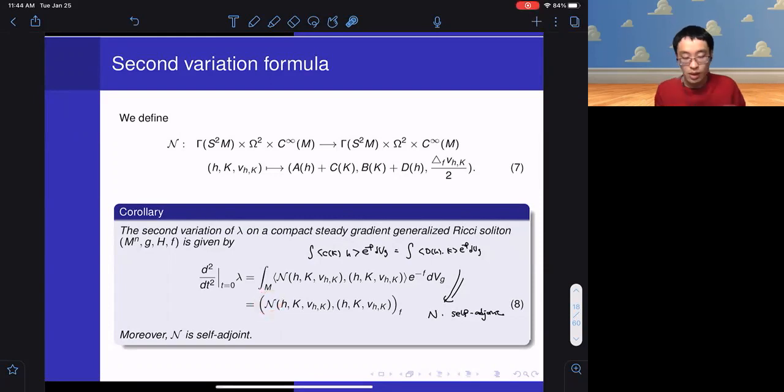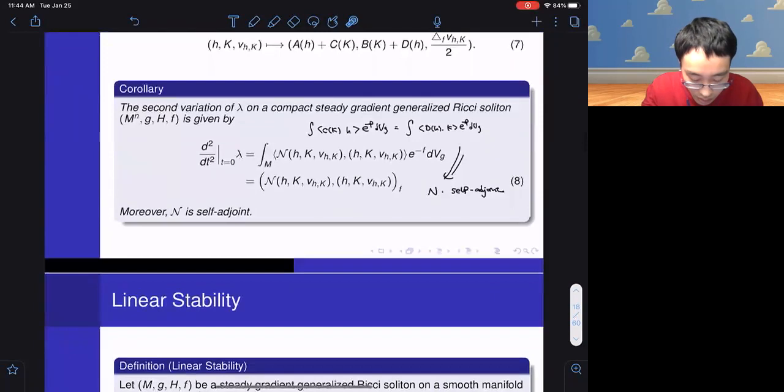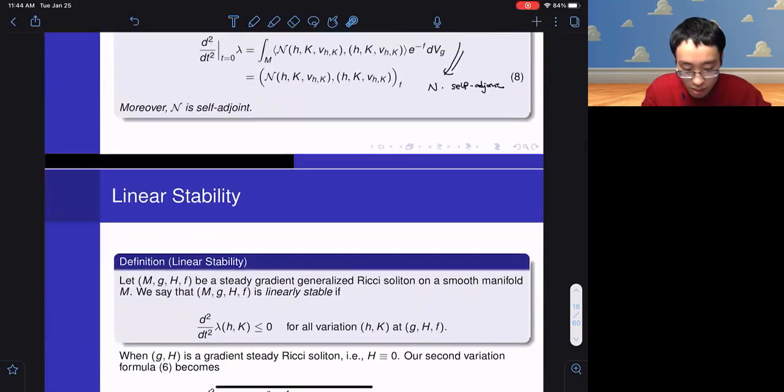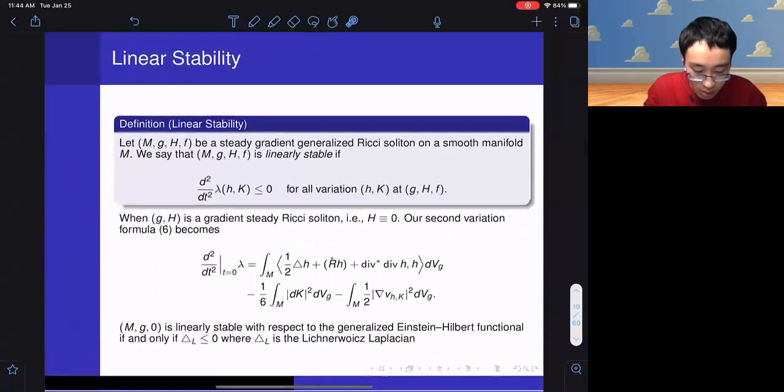Any questions so far? Okay, so the next thing we want to do is estimate our second variation formula. Let me repeat the definition of linear stability. Let (M, g, H, f) be a steady gradient generalized Ricci soliton. We say that this soliton is stable if its second variation is non-positive.